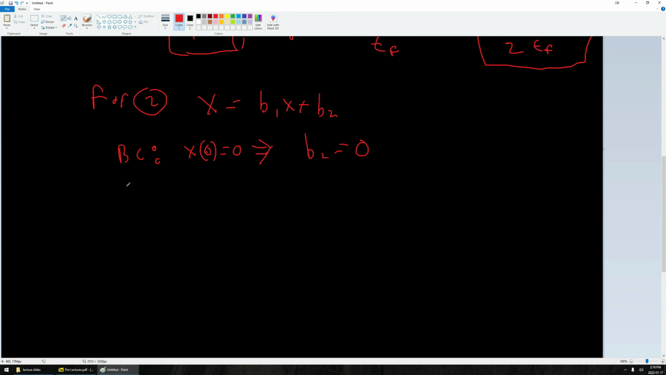For the second one, I want x of tf to be equal to x of b. So here, if I just chase this out, I simply get b1 times tf, and I'm just going to automatically put this plus 0 because I already know what b2 is. This needs to be equal to x of b. So from here, that tells me that my b1 needs to be equal to x of b over t sub f. So I did manage to solve the boundary value problem.